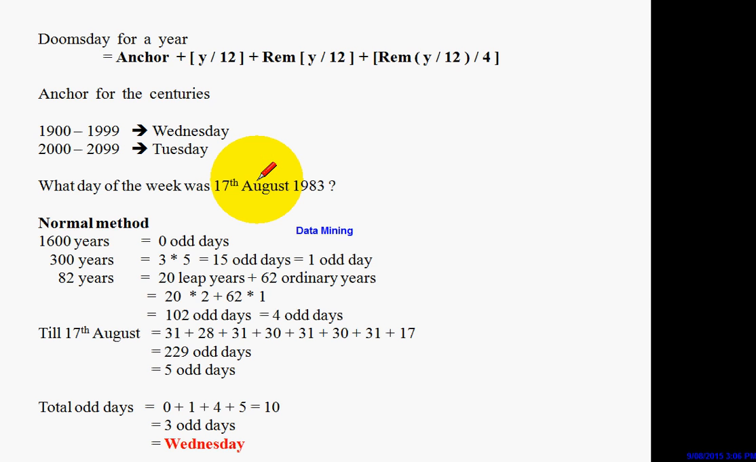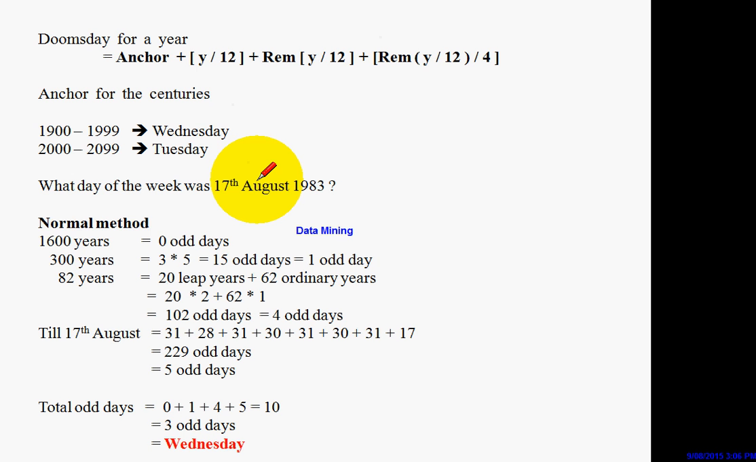Now what is the day asked in the problem? 17th August. Now try to find the difference between 17 and 8. 17 minus 8 is 9. So add that 9 to Monday. Monday plus 9, or simply, divide 9 by 7 and you will get the remainder 2. Monday plus 2: Monday, Tuesday, Wednesday. So the answer is Wednesday.